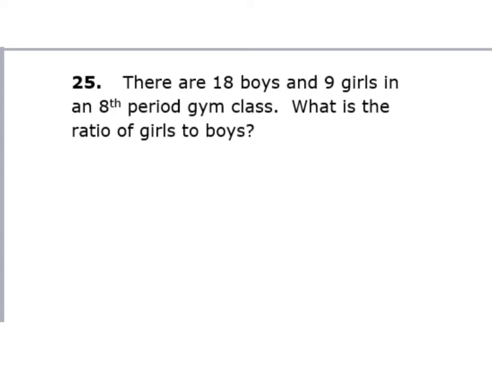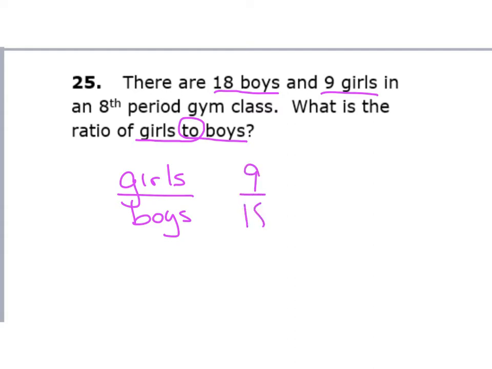There are 18 boys and 9 girls in an 8th period gym class. What is the ratio of girls to boys? Now, it's real tempting to go, okay, 18 boys, 9 girls, my ratio is 18 to 9. But you really do have to pay attention that it wants girls to boys. So that means it wants girls in the numerator, and it wants boys in the denominator. Okay, so when I do that, I've got 9 girls and 18 boys, and I can't just leave it like that. I have to make sure I reduce. So when I type that in the calculator, or if I do it with my brain, I end up with 1 to 2. The ratio of girls to boys is 1 to 2.